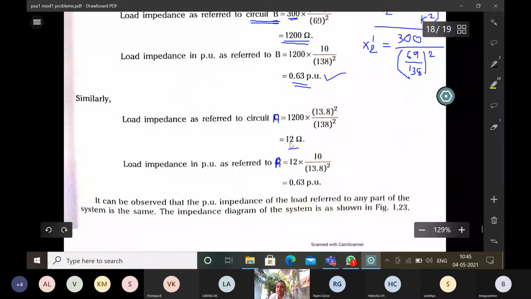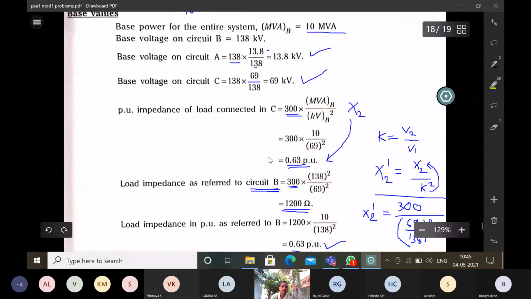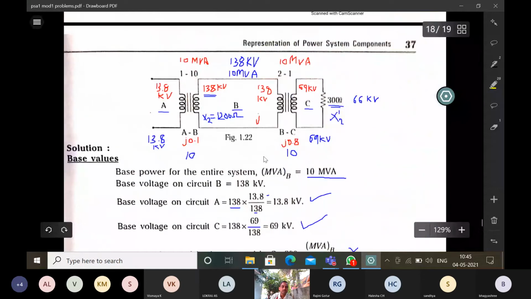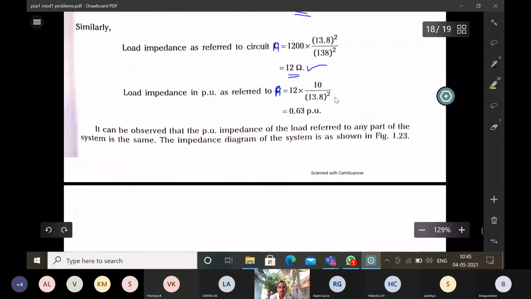Similarly, convert the load impedance into per unit. For per unit, 12 ohm. What is the base MVA here? A section, 10 MVA. What is the voltage? 13.8. 10 MVA by 13.8 square. You will get 0.63 per unit.